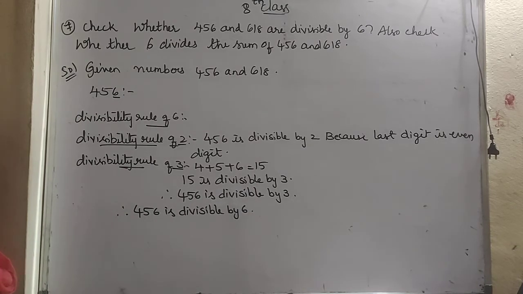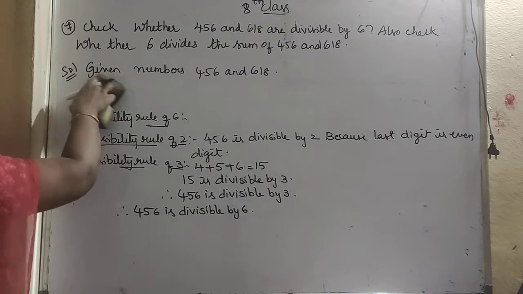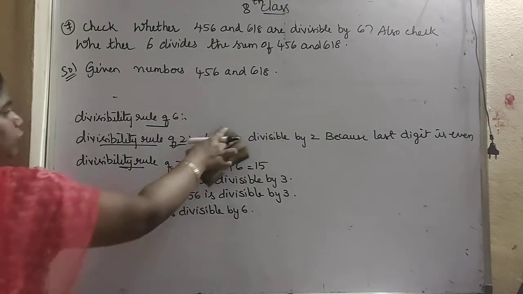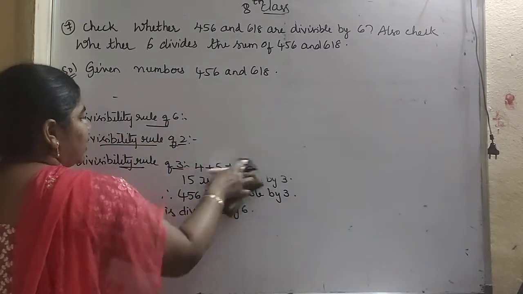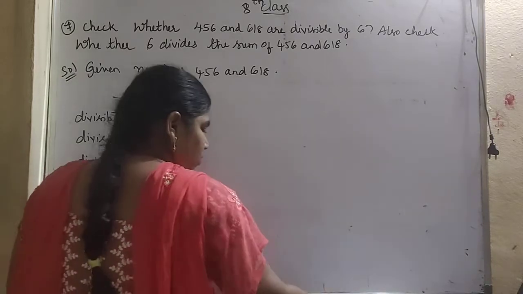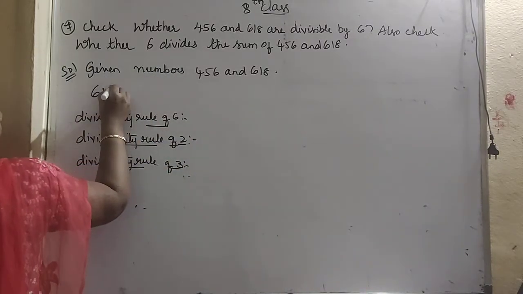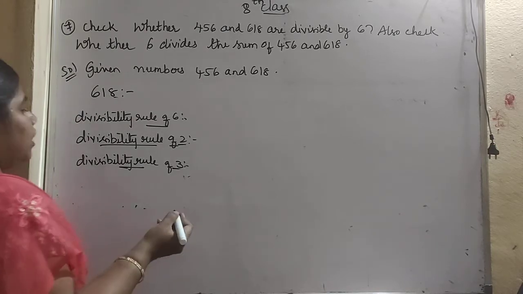Now we have to check the second number. So what is the second number? 618. For 618 we have to check the divisibility rule of 6. That means we have to check for 2 and 3 again. The second number is 618, so we check for 2 and 3.